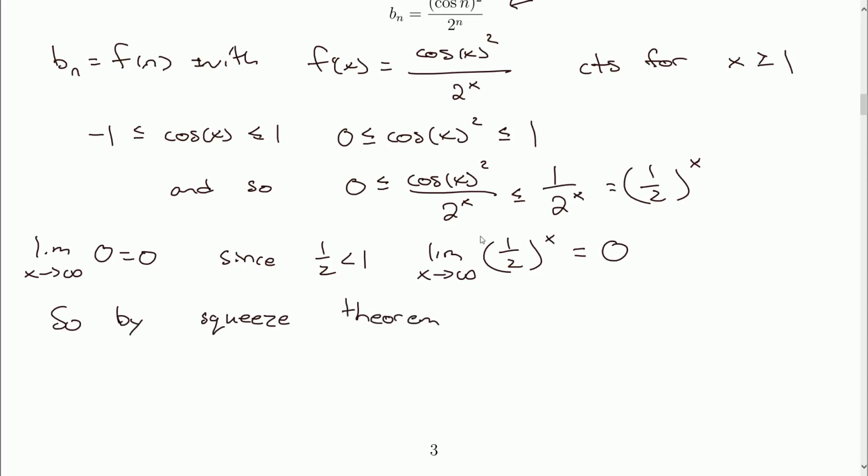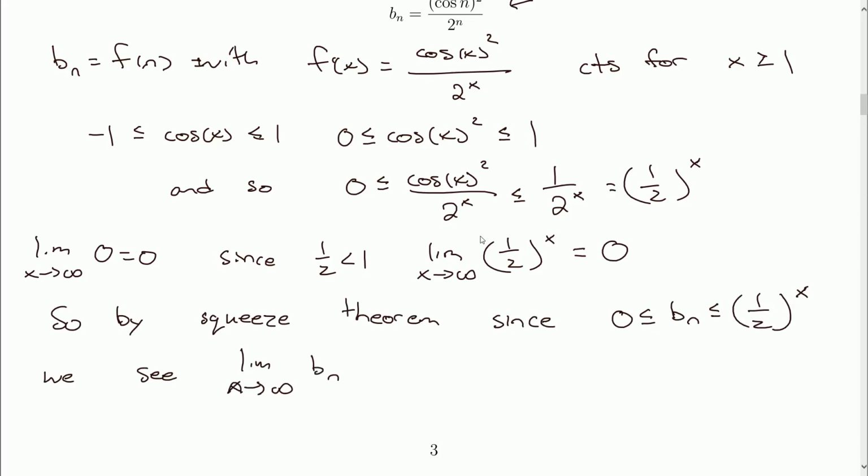So we can say by squeeze theorem, since 0 is less than or equal to bn is less than or equal to 1/2 to the x, we see that the limit, as n tends to infinity of our bn's, let's say this, f of x here, is going to be the limit as x tends to infinity of our f of x's, which must be 0. So the limit of the bn's is 0.